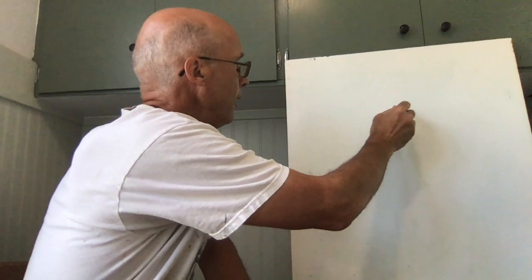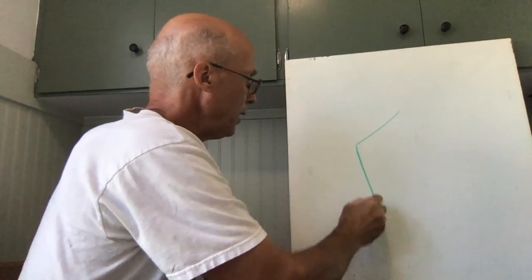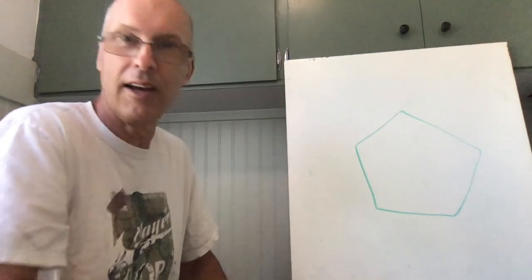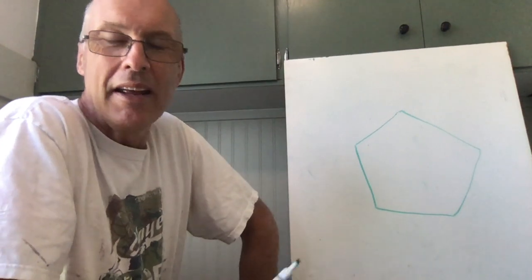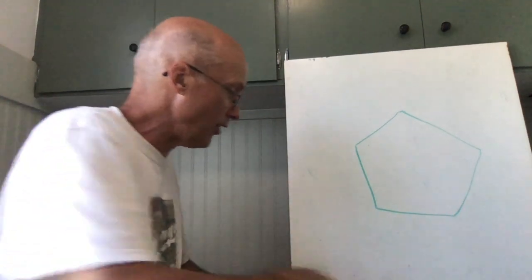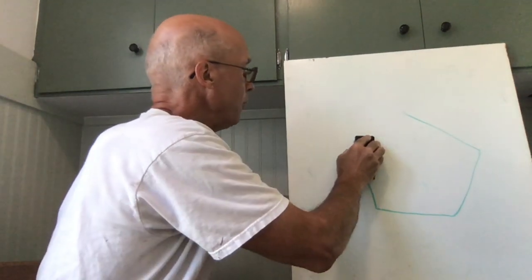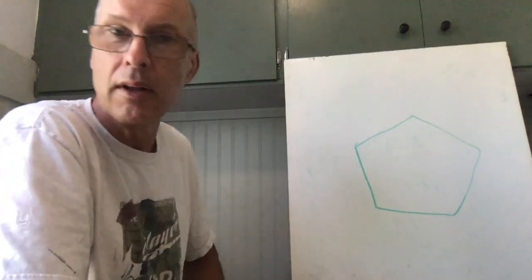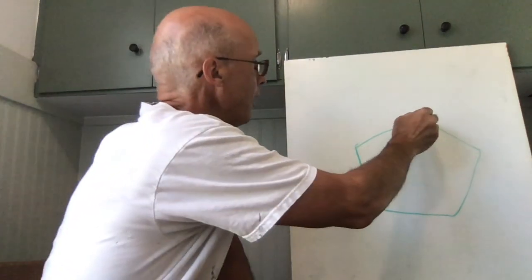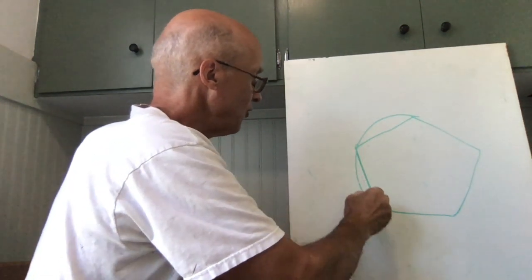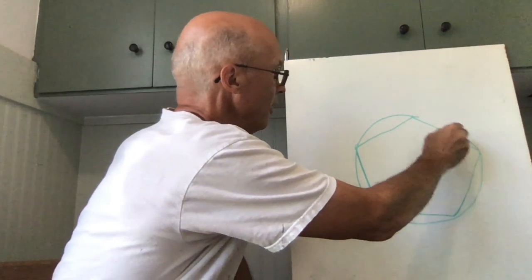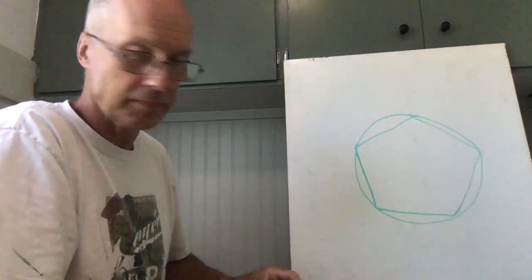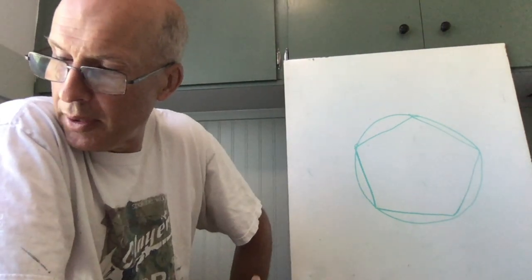Let's say that you had a nice pentagon. Can I draw it? That's kind of close. But we're going to pretend that this is a regular pentagon, which remember means all the sides are equal, all the angles are equal. That looks a little better. And we circumscribe a circle around it. So that circle is touching at every vertex.